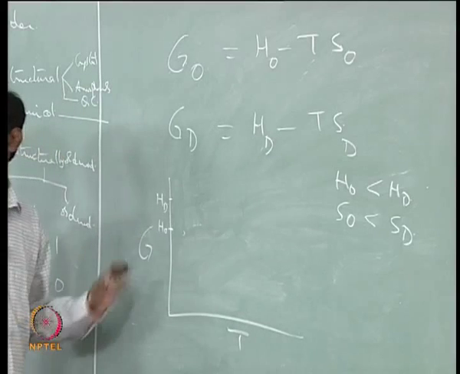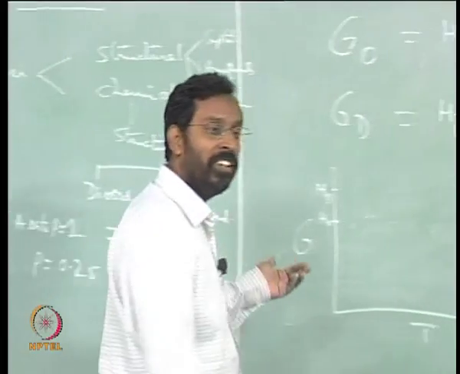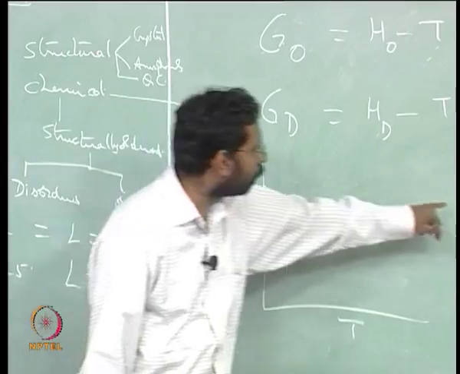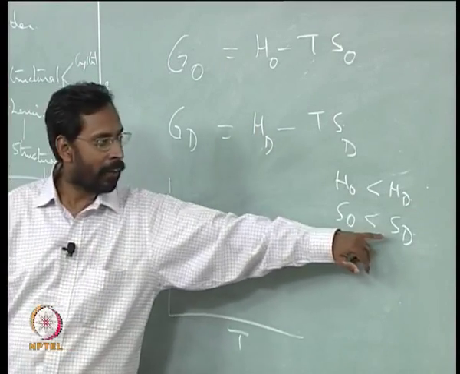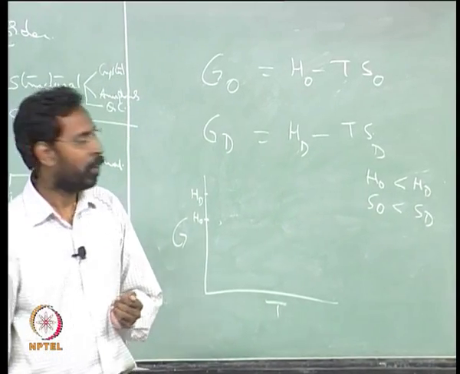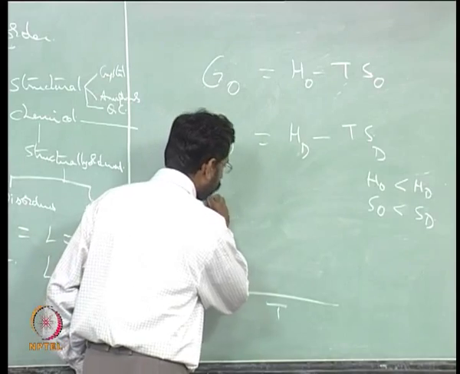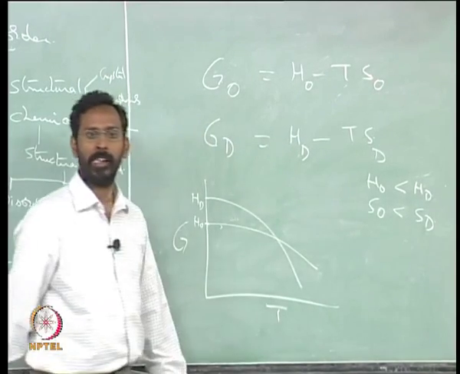And if I look at how G changes as a function of temperature, does G decrease with increasing temperature or increase with increasing temperature? Decreases. So now the question is, the rate at which it decreases is going to be different for both of them. The one which has a higher entropy will have a steeper slope. So you would see that the disordered structure would go like this, the ordered structure would go like this.